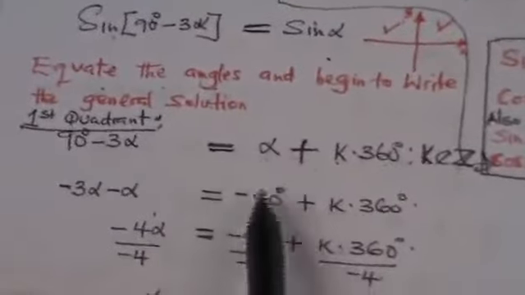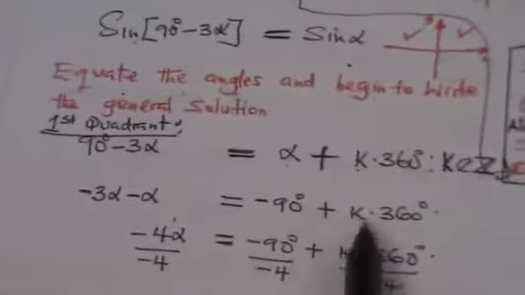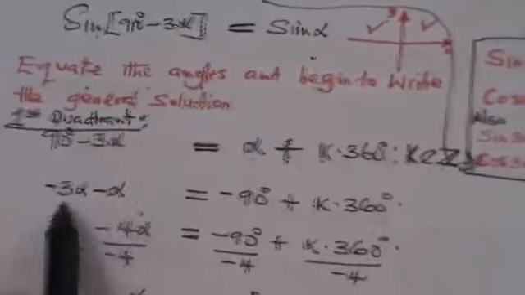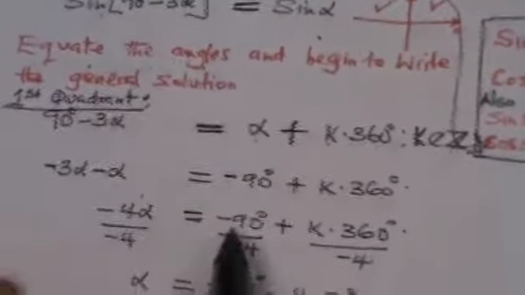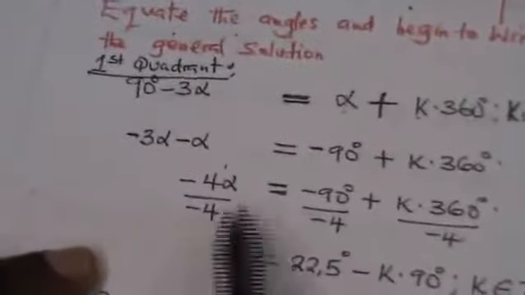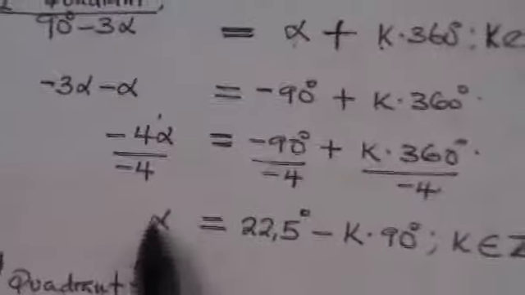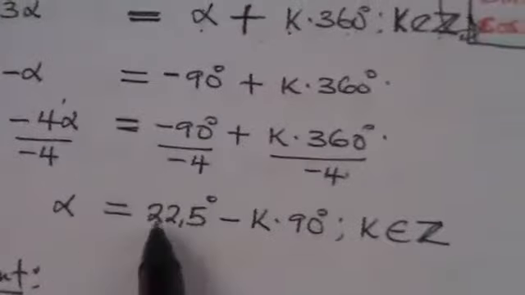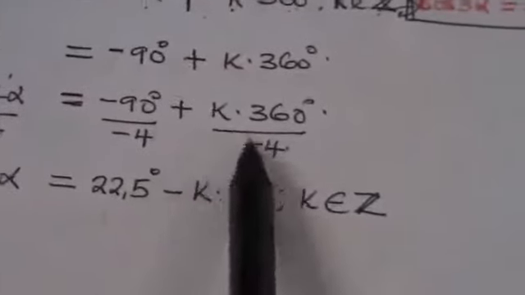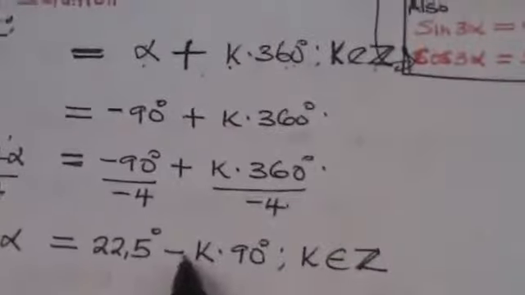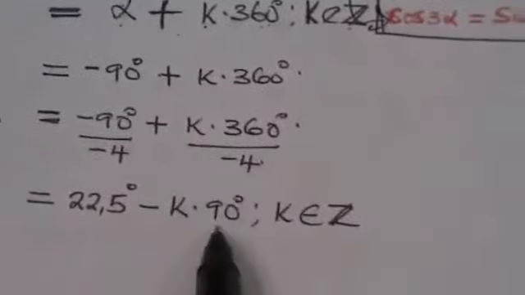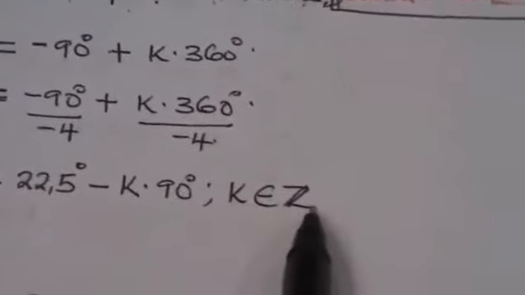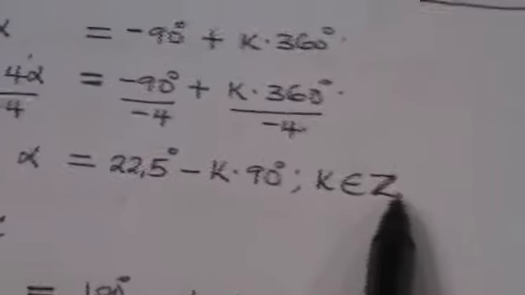Transpose 90 onto the right, it becomes a minus also, plus k multiplied by 360. Collect the like terms: negative 4 alpha is equal to minus 90 plus k times 360. When you divide through by negative 4, both on the left and on the right, you end up with alpha equal to 90 by 4, which is 22.5 degrees. Positive divided by negative is a negative, and then 360 divided by 4 is 90. K is an element of integers, and that is the first general solution coming from the first quadrant.